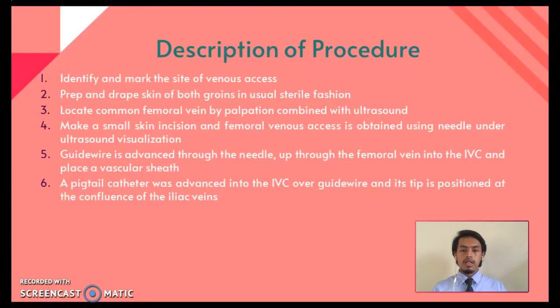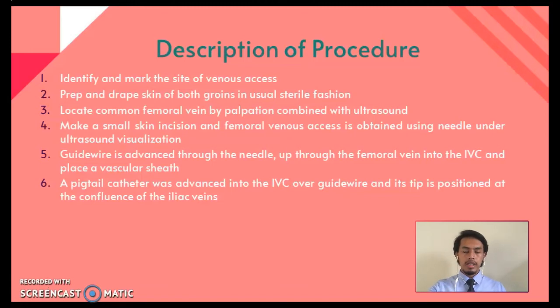Femoral venous access is obtained using a needle under direct ultrasound visualization or by palpation. Once a good venous flow is detected, a guide wire is advanced through the needle up through the femoral vein into the inferior vena cava under direct fluoroscopy visualization, and a long vascular sheath is placed. Then, a pigtail catheter is advanced into the inferior vena cava over a guide wire, and its tip is positioned at the confluence of the iliac veins.